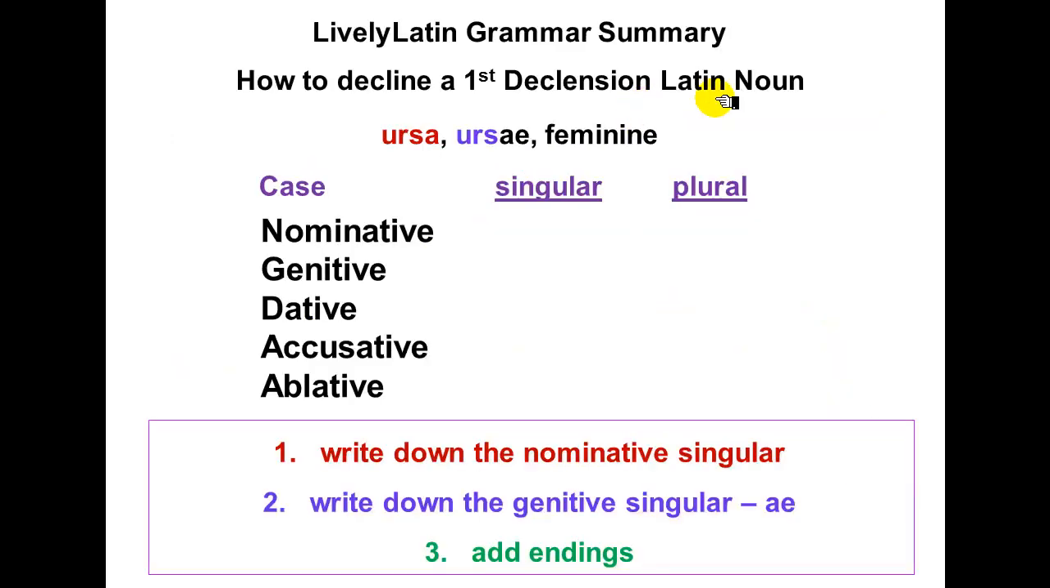Let's decline a first declension noun. Ursa, ursae, feminine, it means bear. First thing that we do is write down the nominative singular. The second thing that we're going to do is take the genitive singular and drop the AE to get the stem.